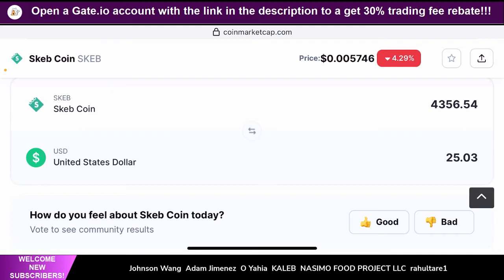If it does 100x, you get $2,500 from a $25 investment, right? But again, you need to wait for quite a long time because it could take a few years before this token does 100x, right?